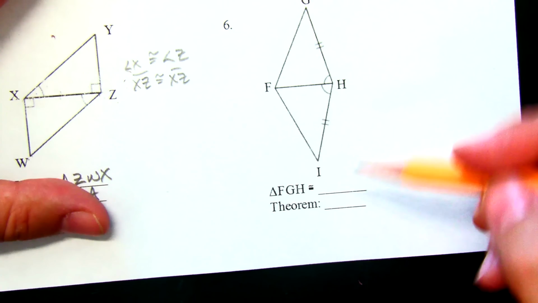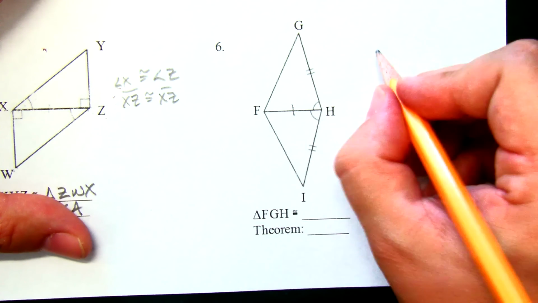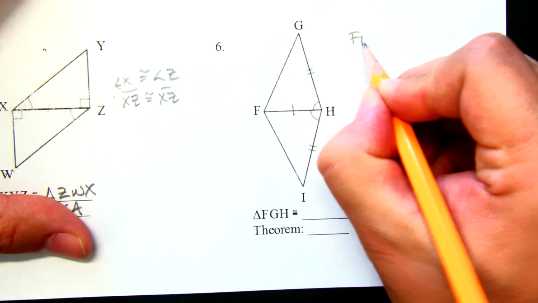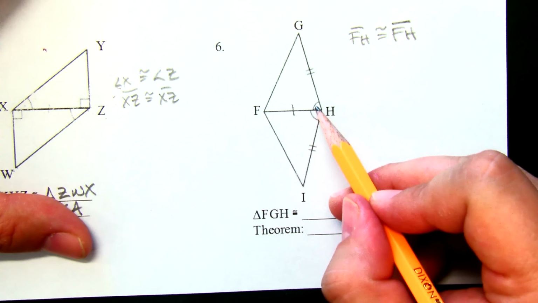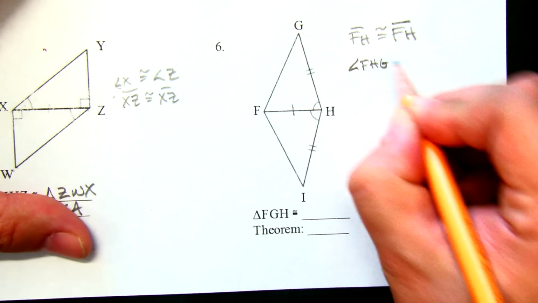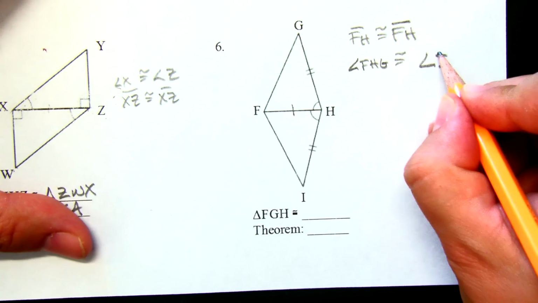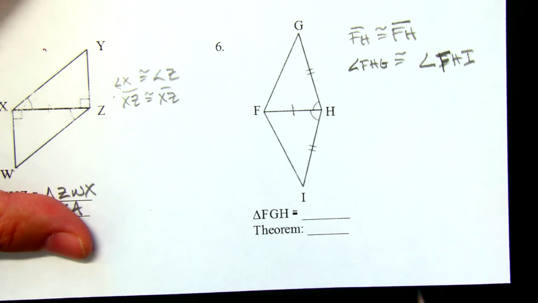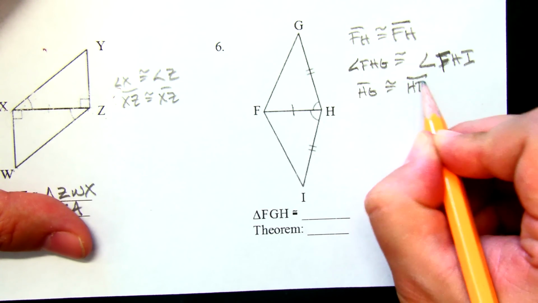Last one. Again, I've got a pair of triangles stuck up against each other, so I know right off the bat that FH is congruent to itself. I write the little hash mark there just to remind myself that I've got another side. FH is congruent to FH. What else do I know? I've got these two angles, so angle FHG is congruent to angle FHI. And then I've got another side, HG, congruent to HI.